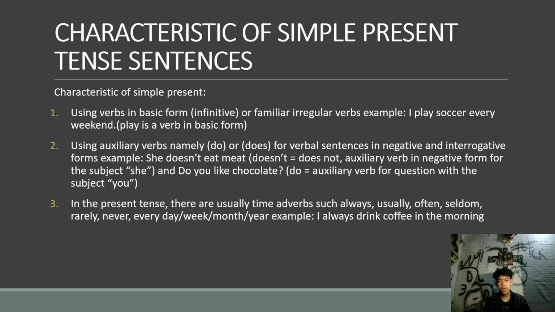2. Using auxiliary verb, namely do or does, for verbal sentence in negative and interrogative form. Example, she doesn't eat meat. Doesn't, does not, auxiliary verb in negative form for the subject she. And do you like chocolate? Do, auxiliary verb for question with the subject you.